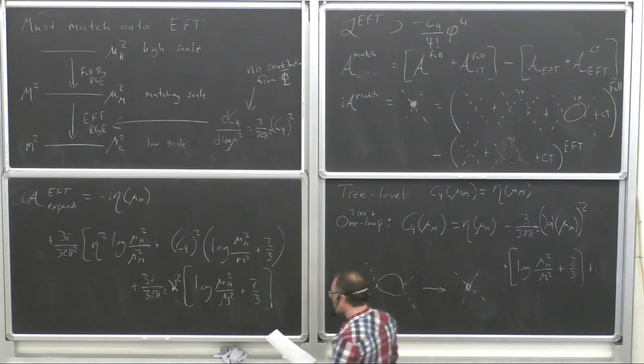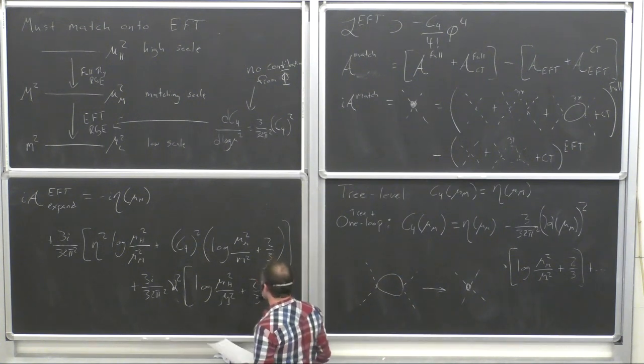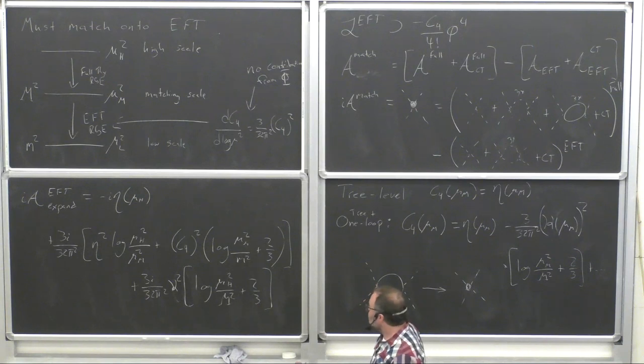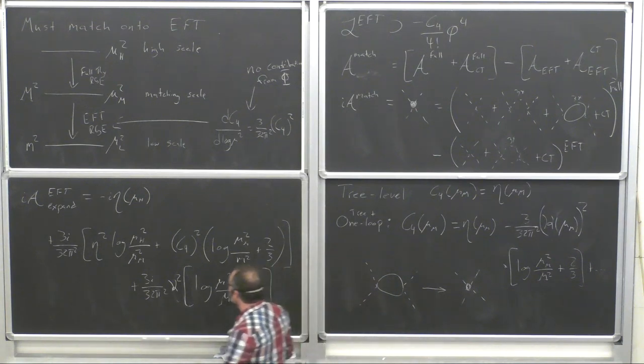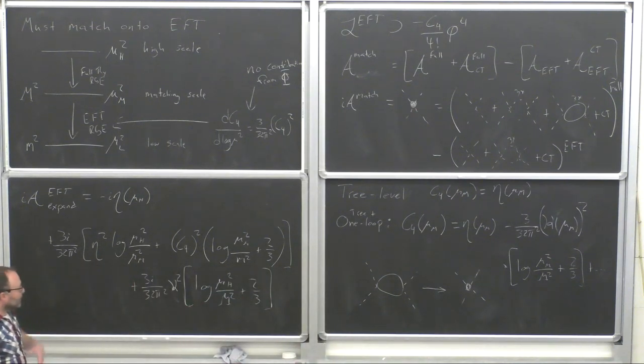My brackets are not perfect here. Close that. Okay. So, I can get back to the situation with large logs by taking the EFT result, including the matching contribution and the leading log contribution from the RGE. Okay, so that's what this is representing.